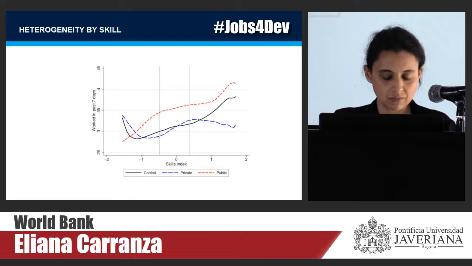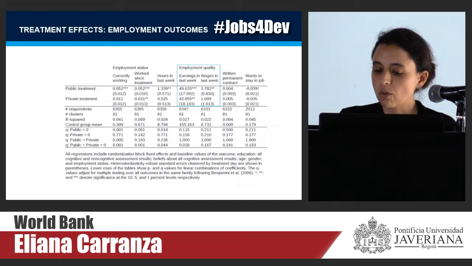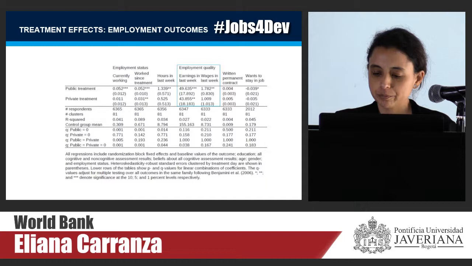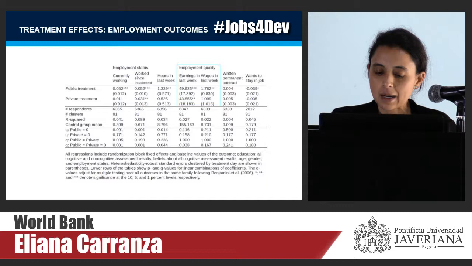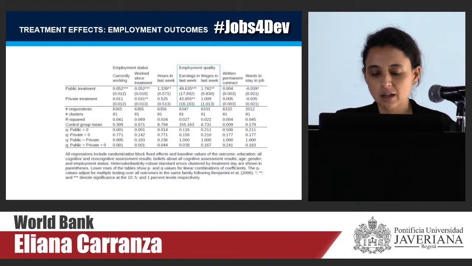So we are going to look also further into employment quality, and what we are going to find is that earnings are higher in both treatment groups compared to the control, but wages are only significantly higher for the public group. The estimates are noisy, so we cannot really detect any statistically significant differences between the two treatment groups. And we do not find any effects on the likelihood that the work seeker will have a permanent or a written contract, but the public group is going to be more likely to be in wage employment as opposed to self-employment.